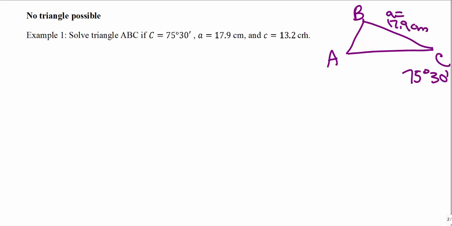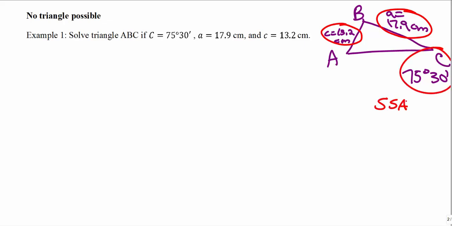Go ahead and label that. And then we know side C. Go ahead and label that as well. So let's see what we know. We know a side, and the next thing we know is a side, and then the next thing that we know is an angle. So this is side-side-angle.